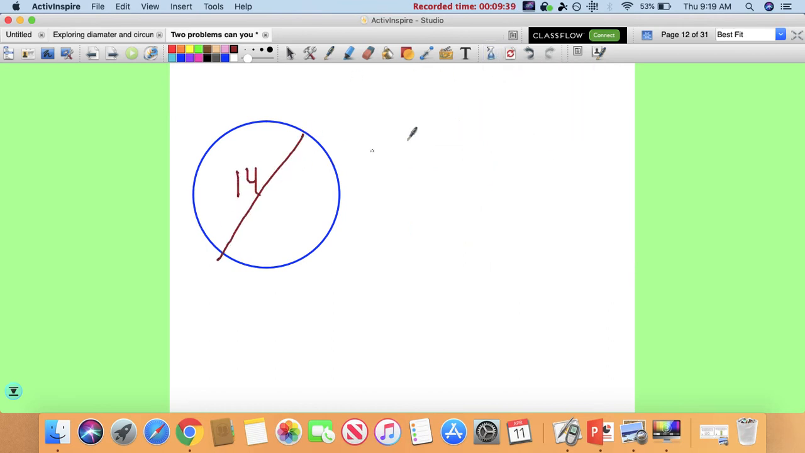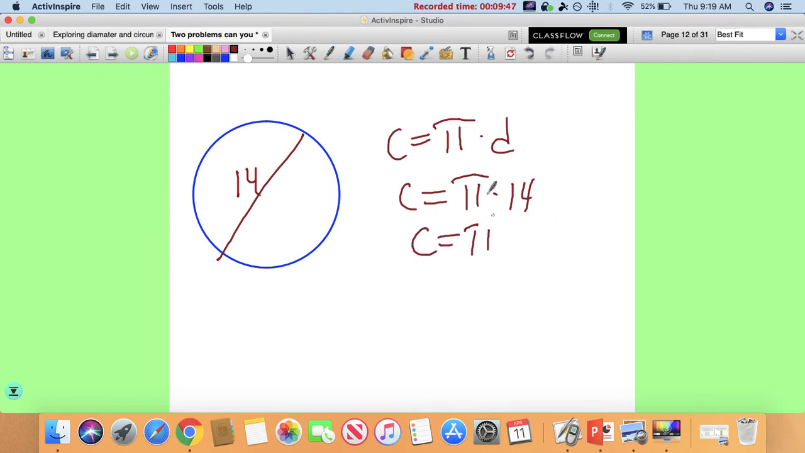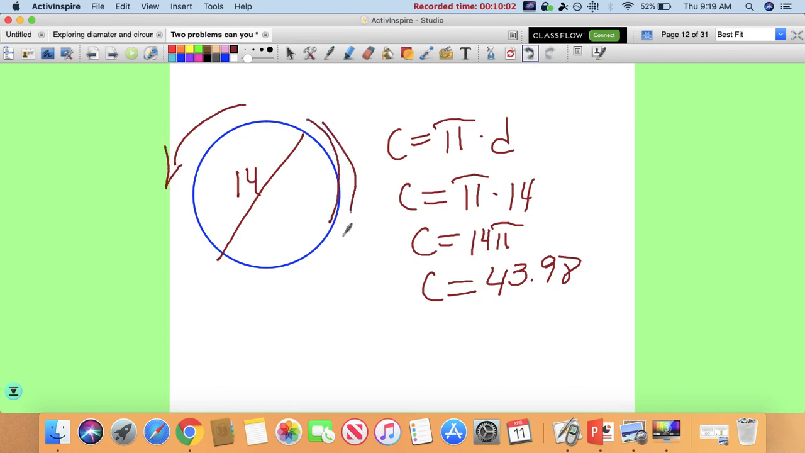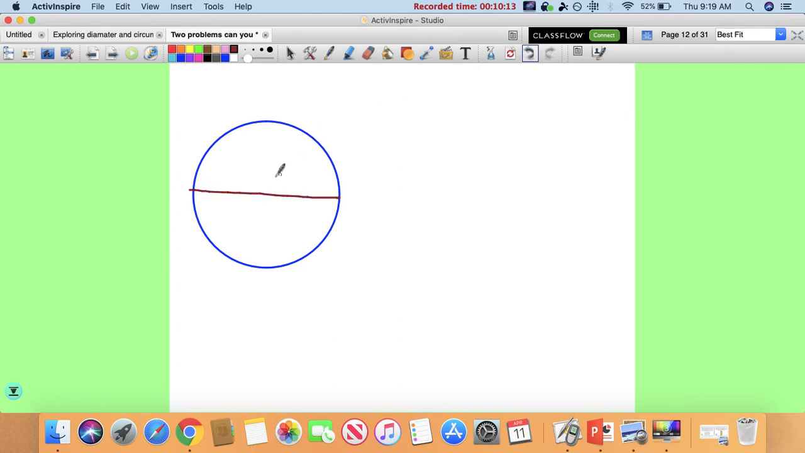This one's 14. C equals pi times d. C equals 14 times pi, or 14 pi if you leave it in terms of pi. But if you put it in the calculator, you're going to get a circumference of 43.98. So this distance around the circle is 43.98 inches.